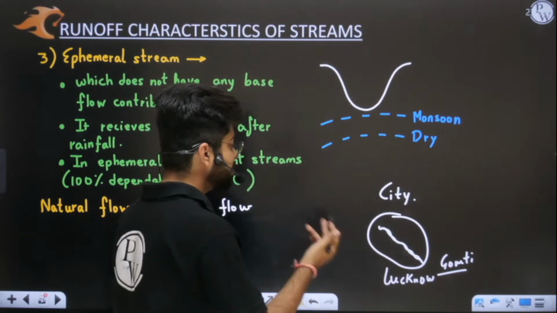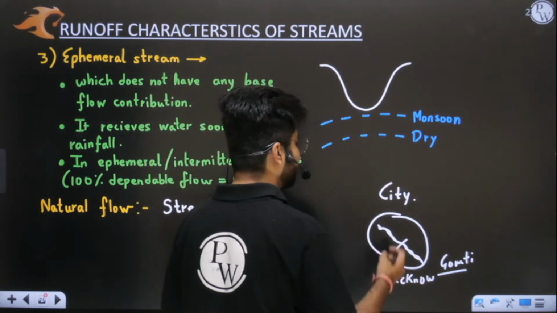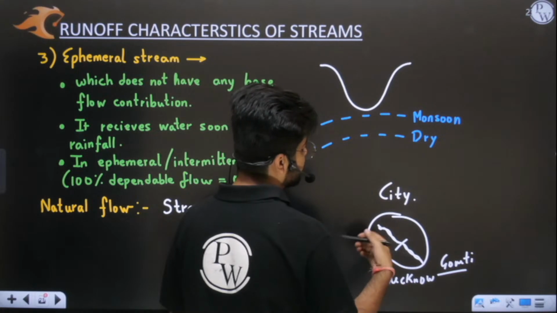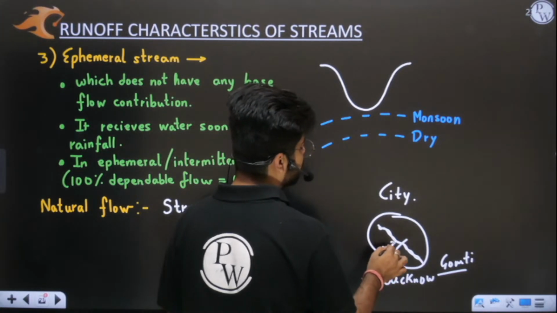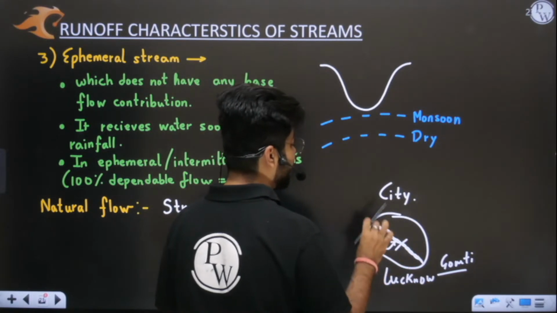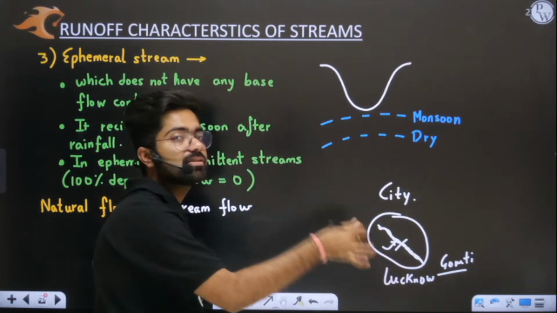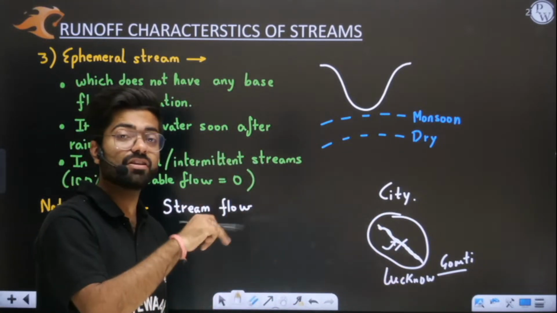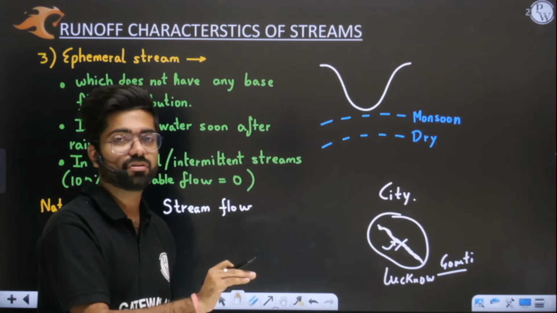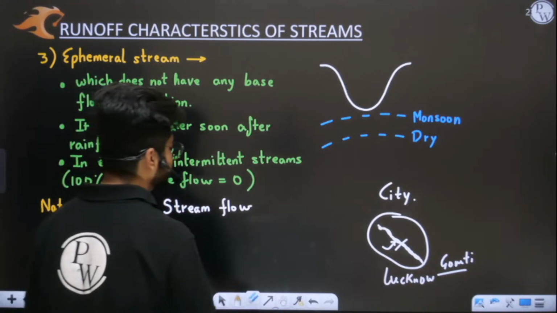So obviously, since it is a city, we are controlling it. We have made a barrage on Gomti River. All the sewage water is going into the Gomti River. So obviously the flow in the Gomti River is affected by man-made works. Since it is affected by man-made works, I will call this flow artificial flow. Yes or no? It is not perfectly natural flow. I hope this is clear.